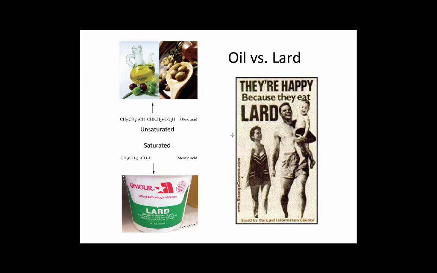So you can be happy too if you eat lard. It turns out lard is made mostly from stearic acid, which is actually a completely saturated lipid, whereas oleic acid is used in, or is part of, olive oil. And because it's unsaturated, it actually affects the properties of the molecule.